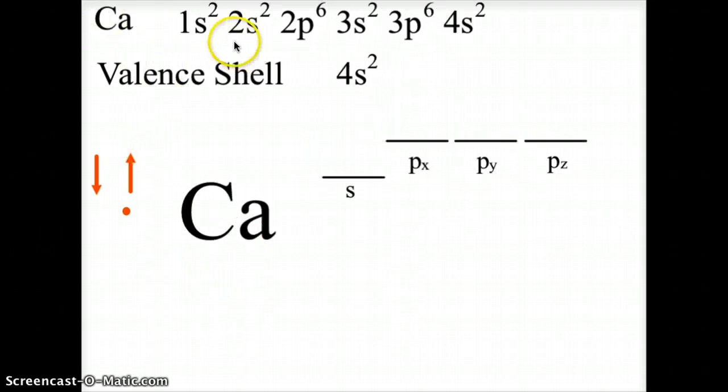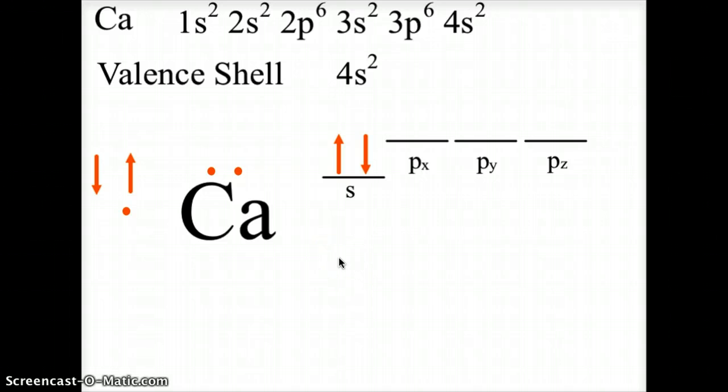Calcium. Calcium is 1s2, 2s2, 2p6, 3s2, 3p6, and 4s2. For the valence shell, we are only looking at the 4s2, so it's going to have 2 electrons in the s, 1 going up and 1 coming down. Again, they must have opposite spin according to Pauli's principle. We cannot put them up in the p suborbitals because of Aufbau's rule that we have to fill the s before we fill the p.